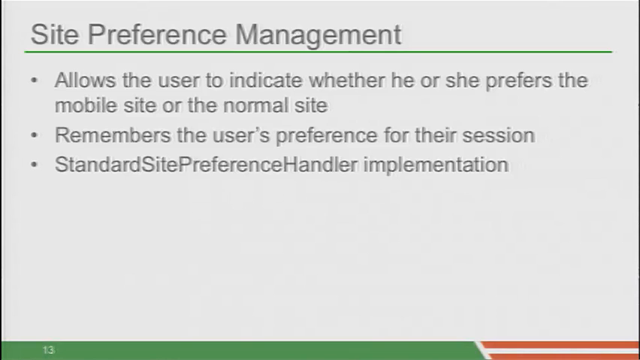And moving on. The next component of Spring Mobile is the Site Preference Manager. The Site Preference Manager allows you to indicate whether your user wants to prefer a mobile site or the main website. And it's going to remember this through some storage capability. Our standard site preference handler actually implements a cookie-based storage. But we've got an abstraction for that, so that if you wanted to implement it in a different way, it's possible.